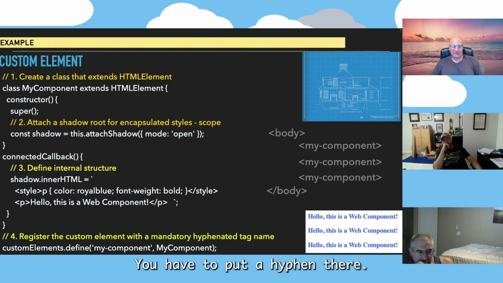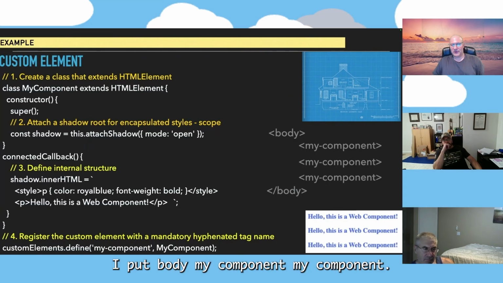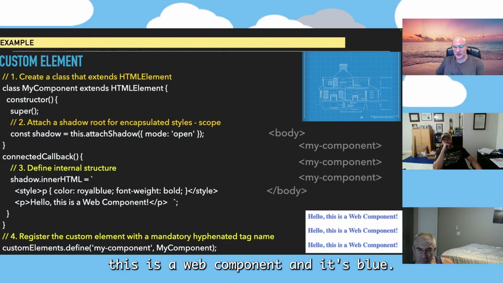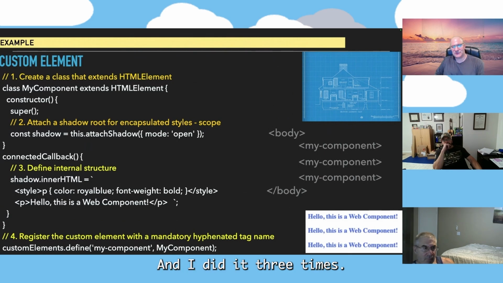You have to put a hyphen there. So it's called my-component. And then my-component is the name of the class up top. So it's just telling the browser that. And then as you can see, I put three of them in the body in the example there. I put body, my-component, and if that was represented in a picture, it would say, hello, this is a web component, and it's blue. And I did it 3 times.